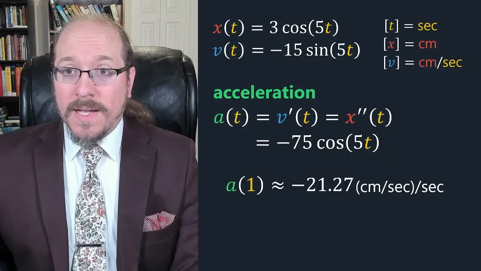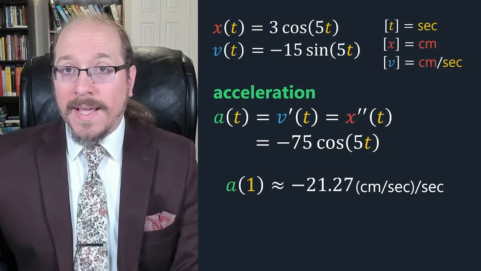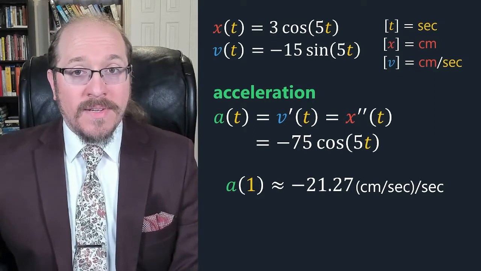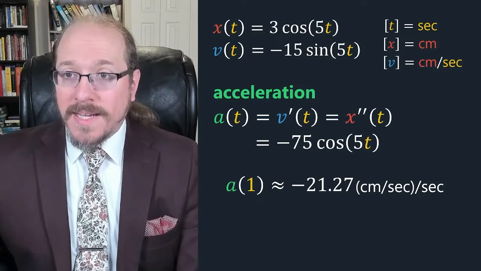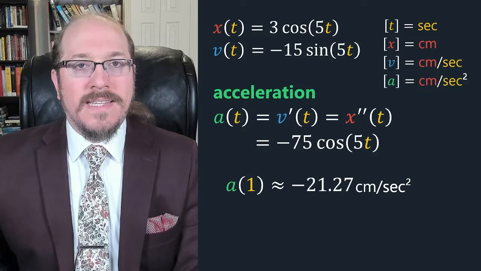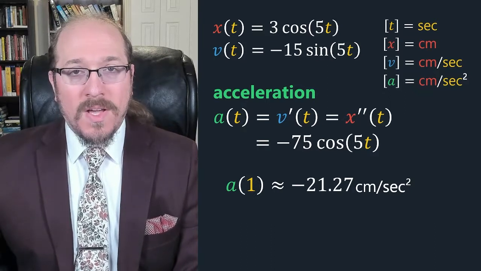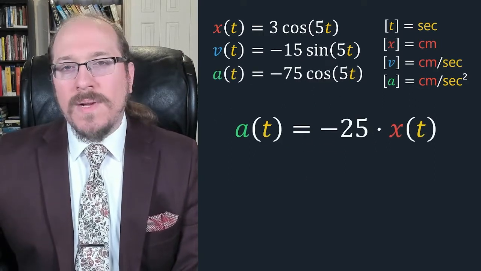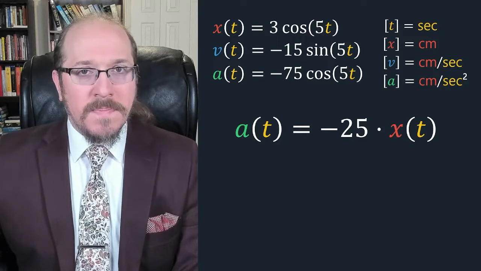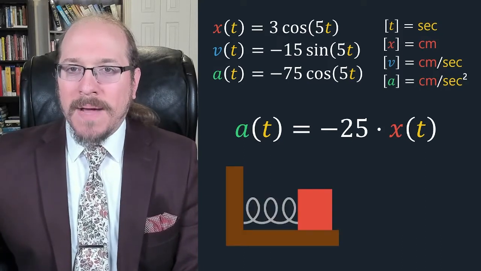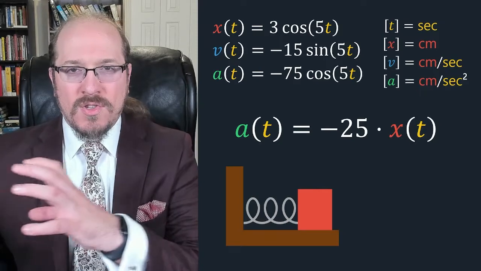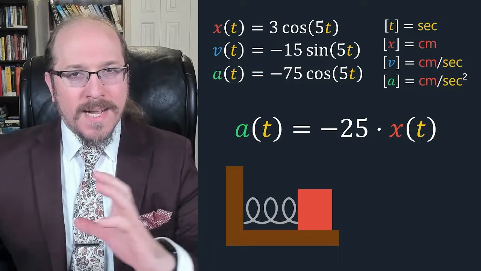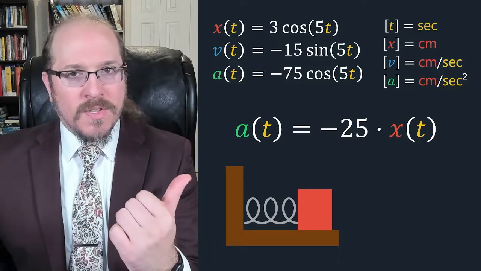Just like velocity, by the way, acceleration can be positive or negative. For example, at t equals 1, the acceleration is -21.27 centimeters per second, or we usually abbreviate that as centimeters per second squared. One interesting thing to notice, by the way, is that the block's acceleration is always equal to -25 times its position, which kind of makes sense if you think about the motion of the spring. When it's stretched out to the right, the spring tries to pull it to the left. And when it's compressed to the left, the spring tries to push it to the right.